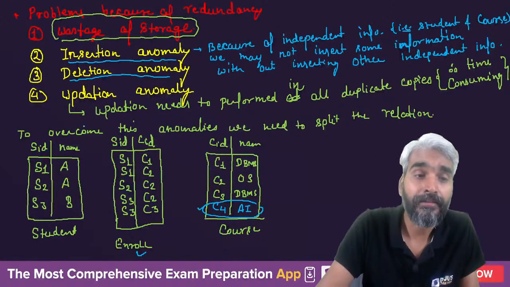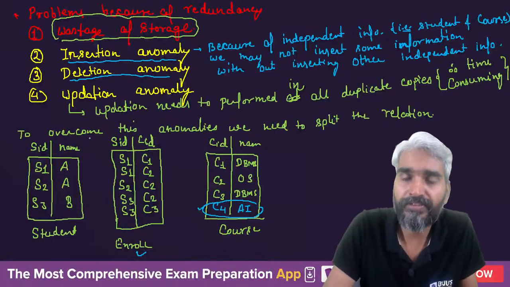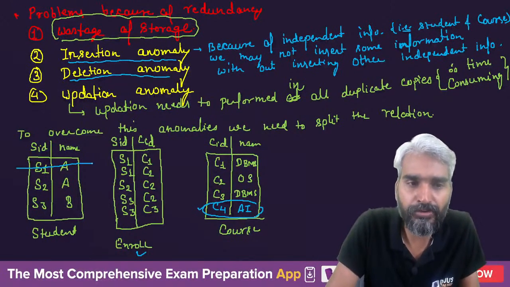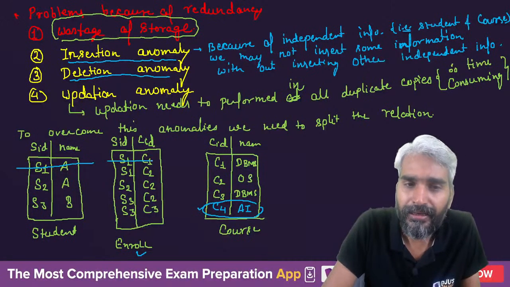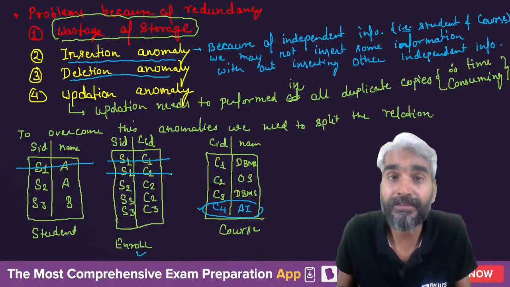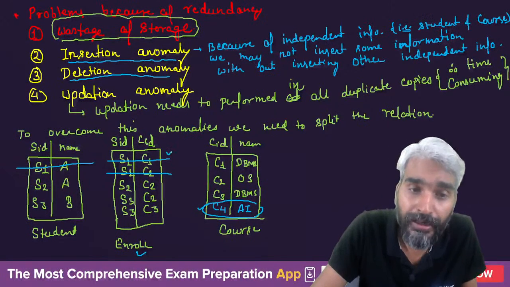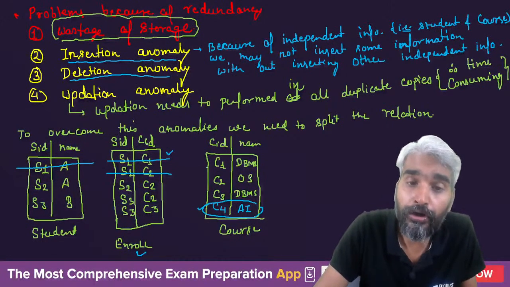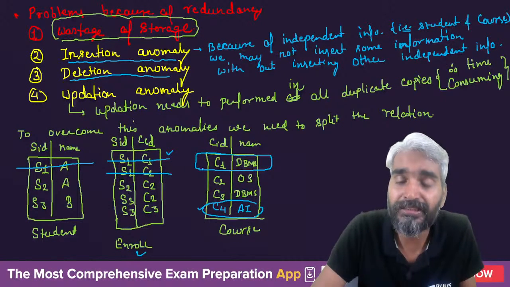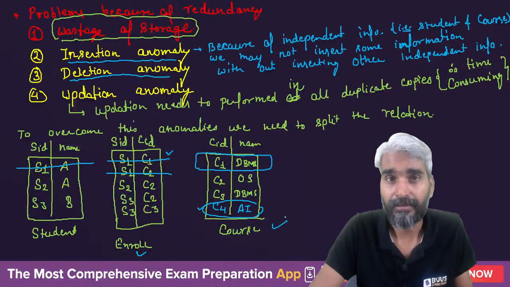Similarly, deletion. If student S1 wants to leave the college, then delete the information of student S1. Also delete the tuples in which student S1 has enrolled for some courses. Even if you delete this tuple, you are not deleting the information that course C1 with respect to database management system is available in the university, right?